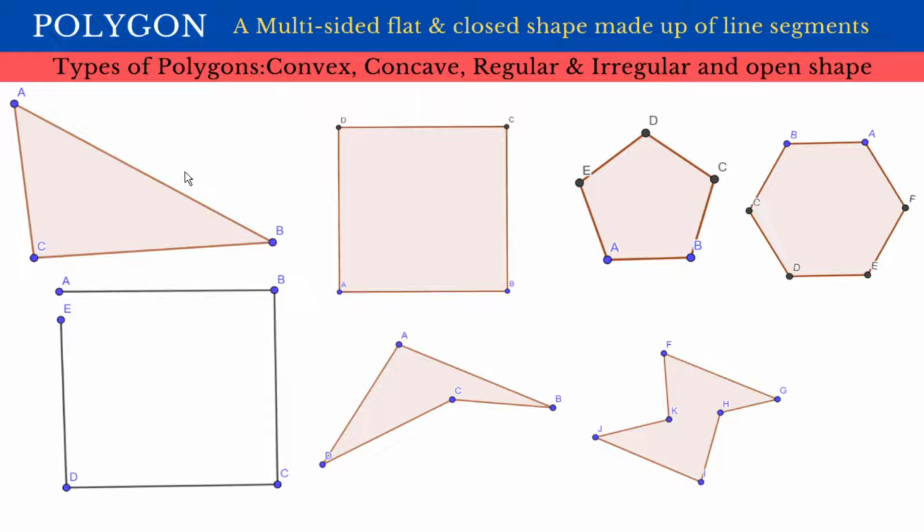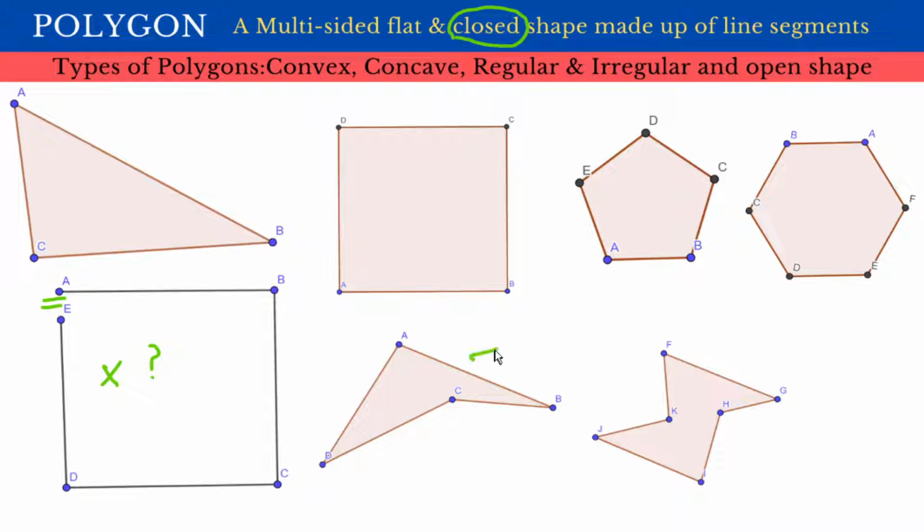I have discussed regular and irregular polygons, and now there is another classification of convex and concave. But before that, I would like to show you an open shape. So what about this shape? Is it a polygon or not? No, as you can see, a polygonal shape must be a closed shape. Because there is a gap here, this is not a polygon. Any open shape cannot be classified as a polygon.